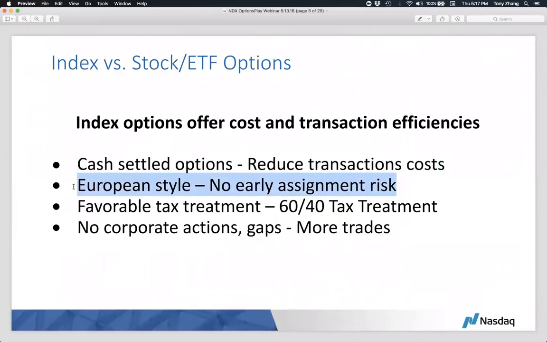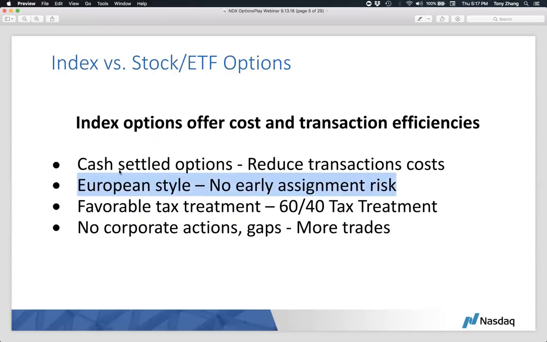They are American style, which means that they can be exercised early. So you always have that risk when you're selling a credit spread that you might end up owning the stock or have to deliver the stock because you got an early exercise. There is no favorable tax treatment on trading the QQQs. And so those are the three main advantages, in my opinion, to trading NDX and NQX versus just trading the QQQs.